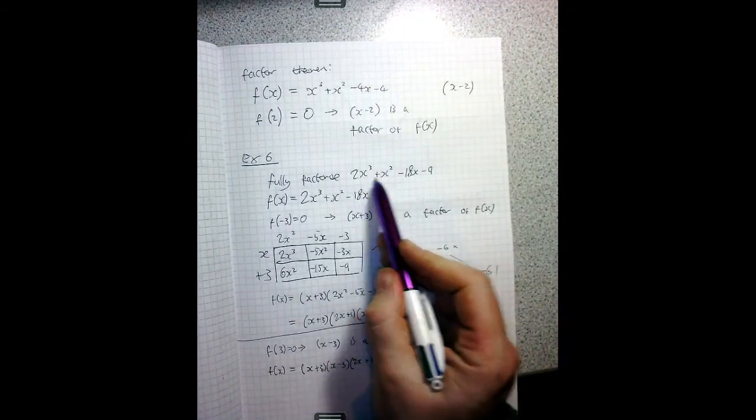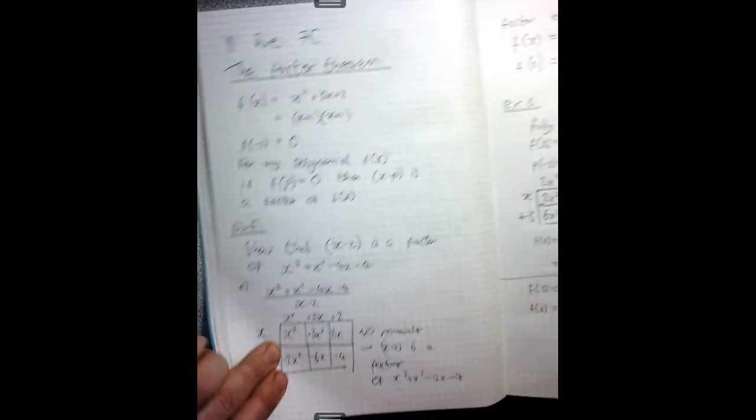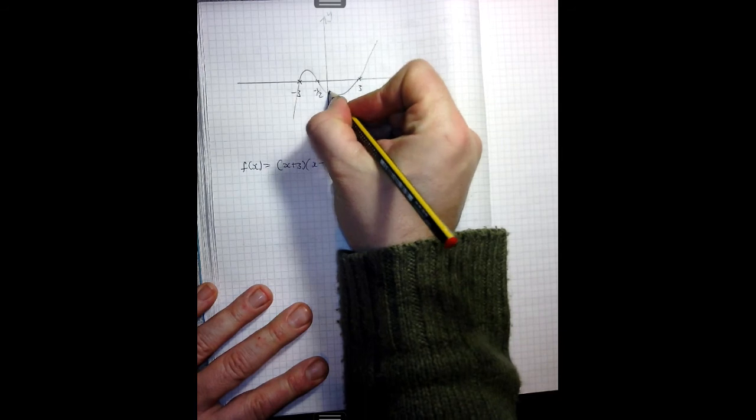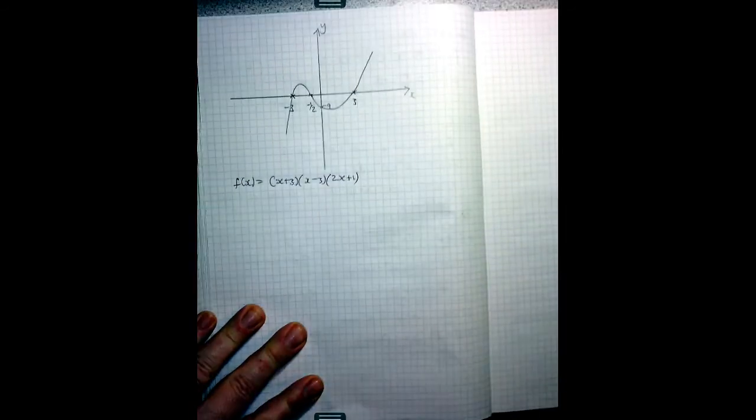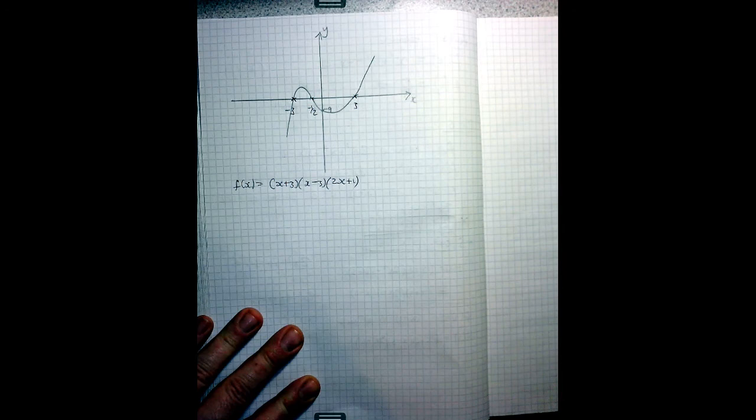I'll quickly look back and work out what y is. When x is 0, it's minus 9. Well, that fits in with the sketch, so I'll just label that point minus 9. Okay, that's example 6 done.